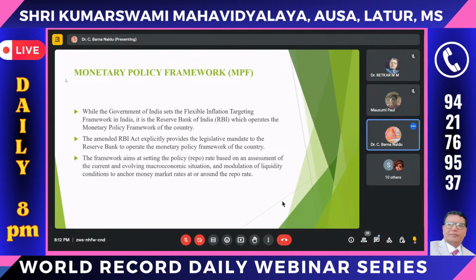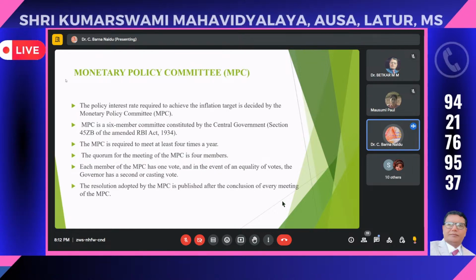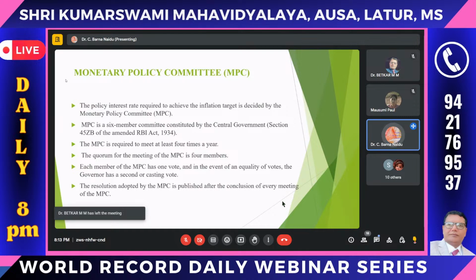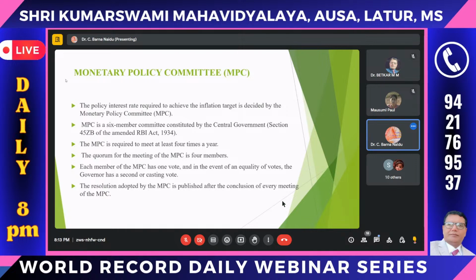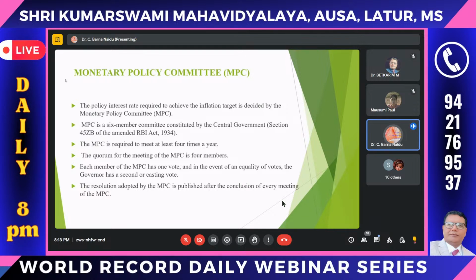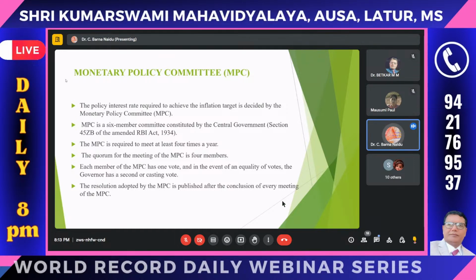After that, we'll be seeing the monetary policy committee. Now, this committee is framed by 6 members. This is a very important part, where it meets at least 4 times a year and makes some directives. Each member has a vote also, and the resolutions adopted by the MPC are published after the conclusion of every meeting of the monetary policy committee.